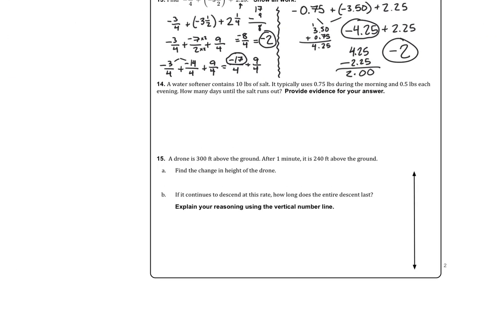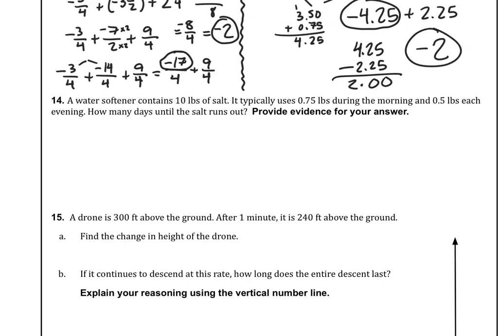All right, two left to go. Number 14 says a water softener salt contains 10 pounds of salt. It typically uses 0.75 pounds during the morning and 0.5 pounds each evening. How many days until the salt runs out?